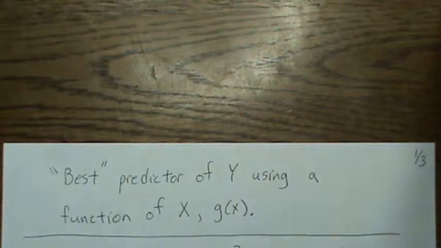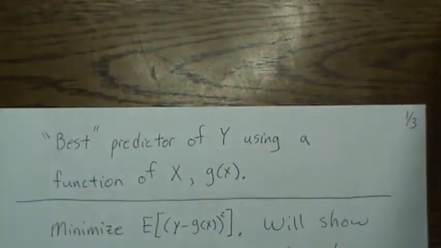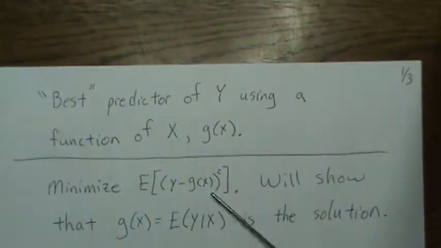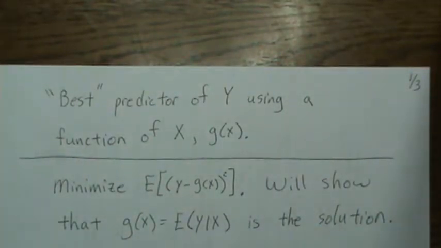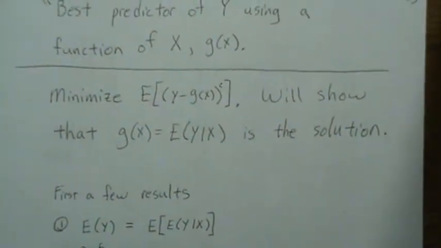Here we want to find the best predictor of y using a function of x called g of x. Now, best means we're going to minimize this expression here, the expected value of this squared difference. And then we will show that the g of x that minimizes this is the expected value of y given x.